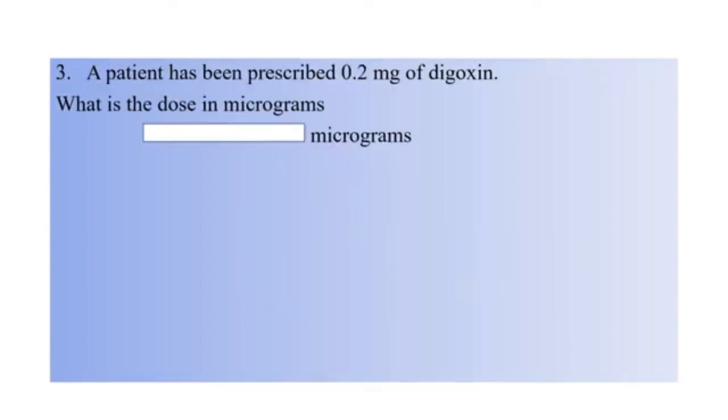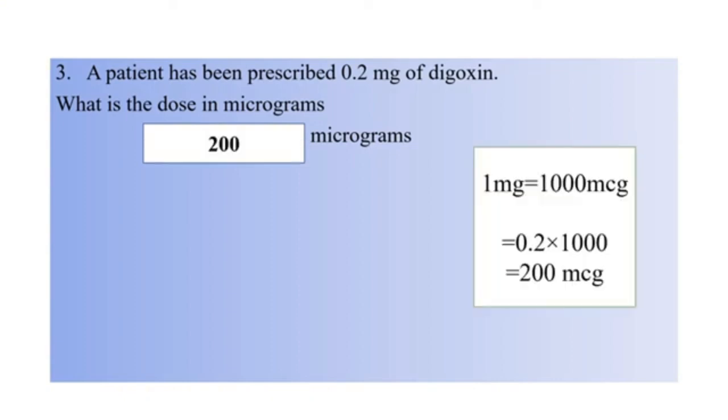Question number 3 is, a patient has been prescribed 0.2 mg of digoxin. What is the dose in micrograms? The correct answer is 200 microgram. So as you know that 1 mg equals 1000 mcg. So you have to calculate 0.2 into 1000, and if you calculate it, that will come 200. So the answer is 200 mcg.